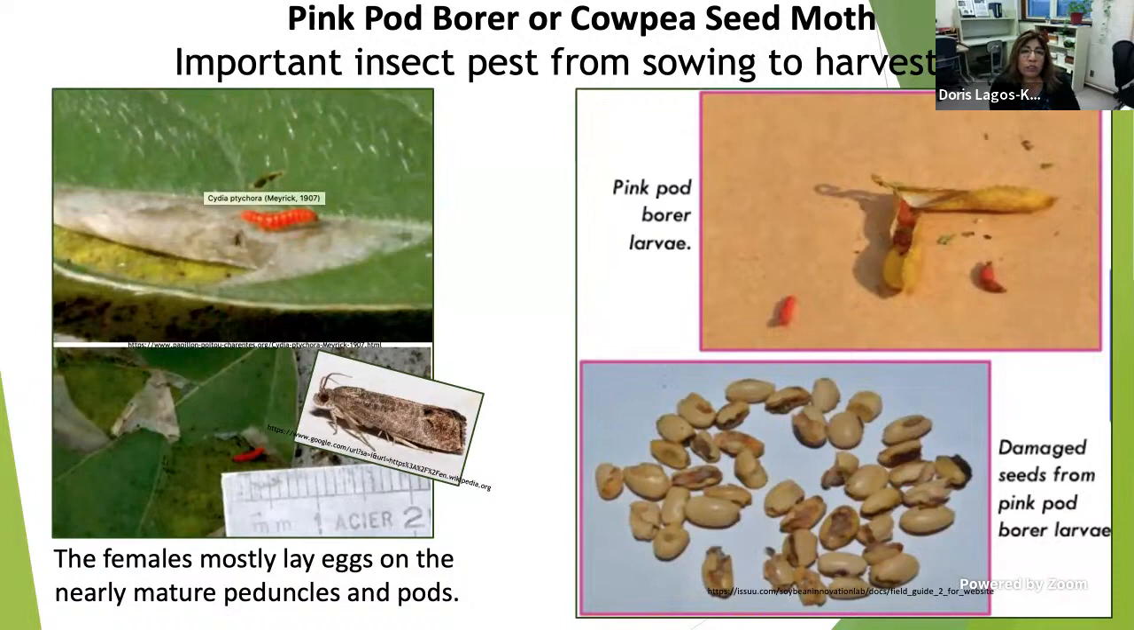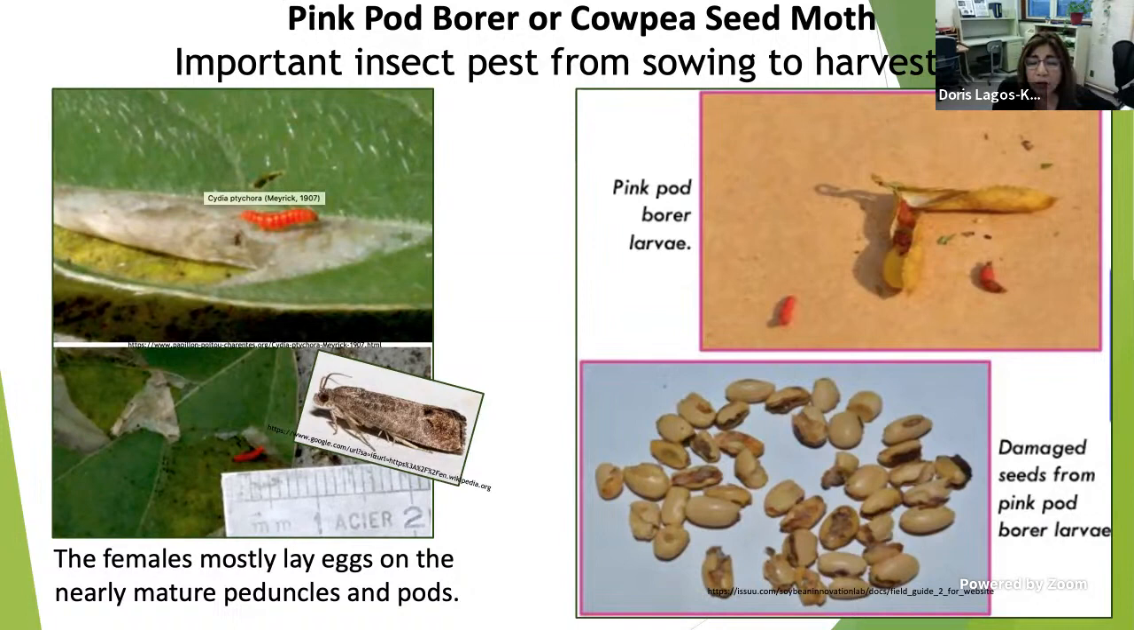Continuing with moths, I want to talk about the pink pod borer, or cowpea seed moth. These can cause about 90% of yield losses. These tiny hot pink larvae are usually laid by the adult females under the epidermis of the leaf tissues.